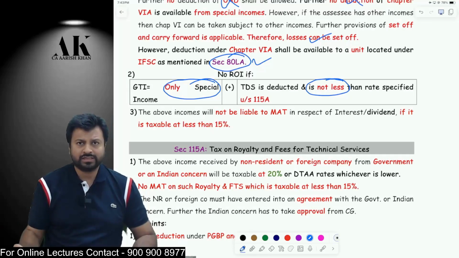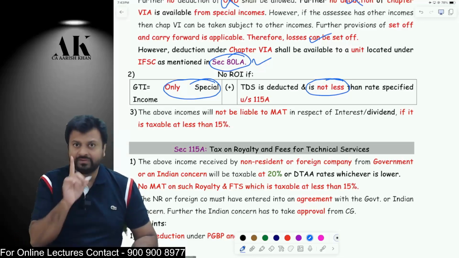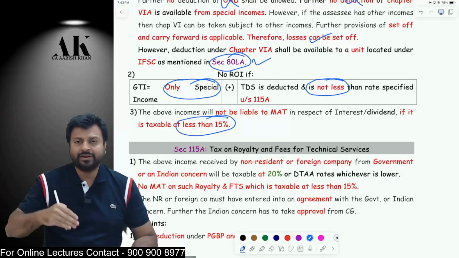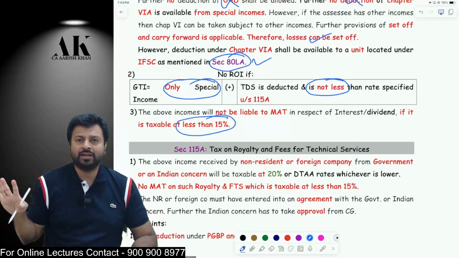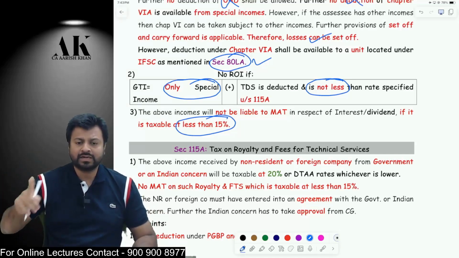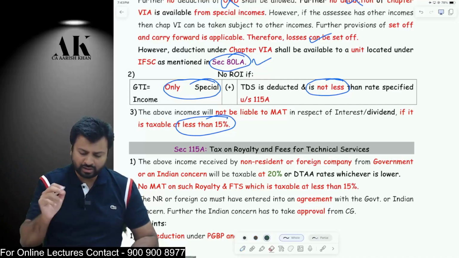Okay. Last but not least, is the non-resident liable to MAT? The non-resident is not liable to MAT if the normal rate is less than 15%. Wherever the tax rate of the non-resident is less than 15%, there is no need to pay any MAT liability on that. The provisions of MAT will not apply. But yes, if the normal tax rate is more than 15%, then you will be liable for MAT under the income tax law. I hope it is clear to all of you.